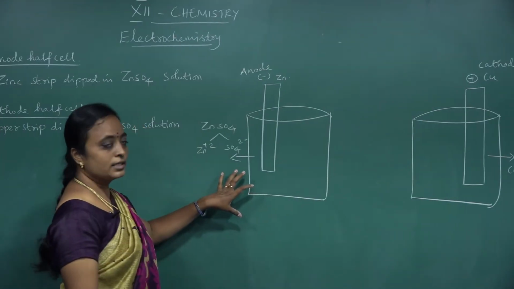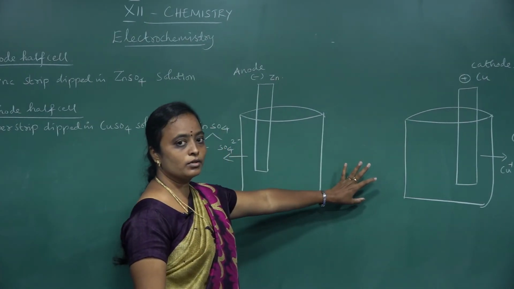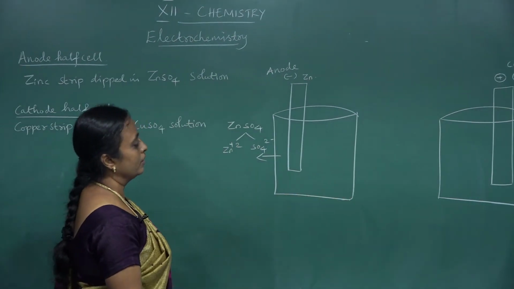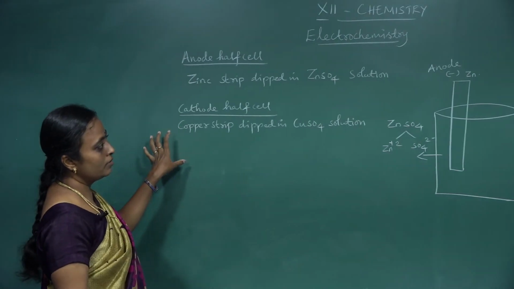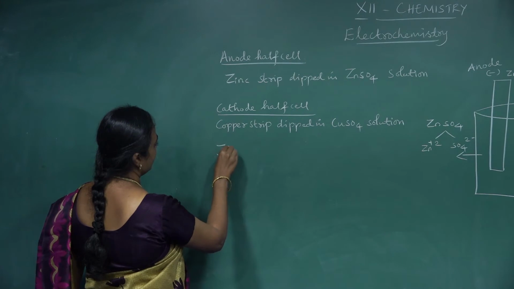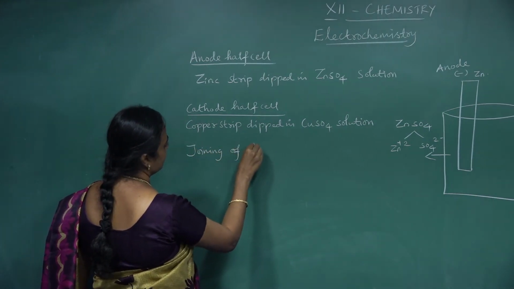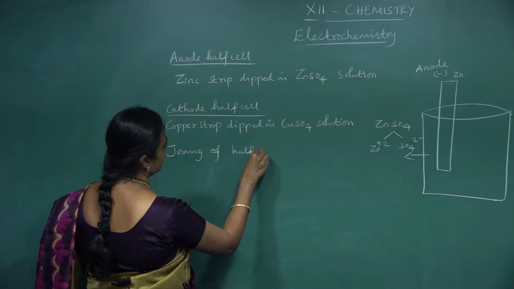So we are constructing one half cell with another half cell, because the electrochemical cell is made of two half cells, one the cathode and the other the anode. Next, how will you join the half cells?